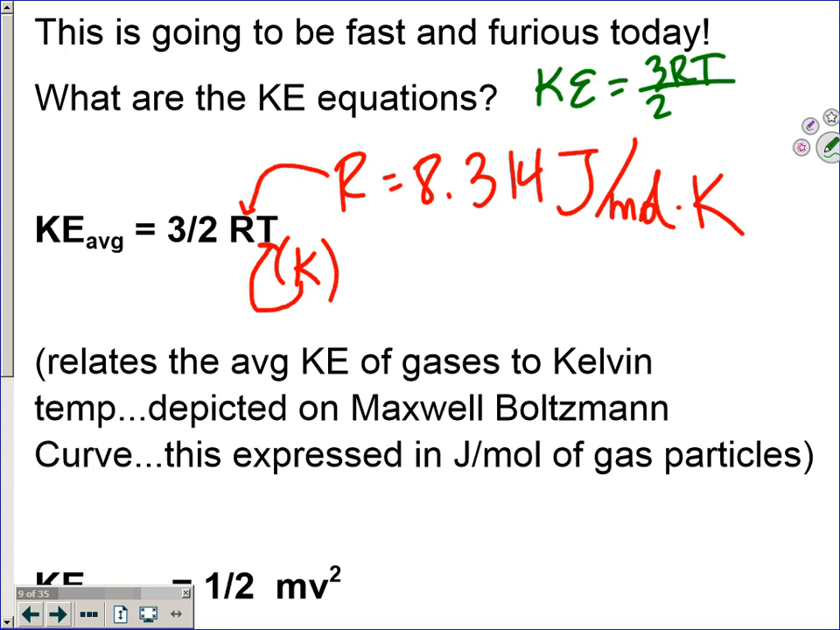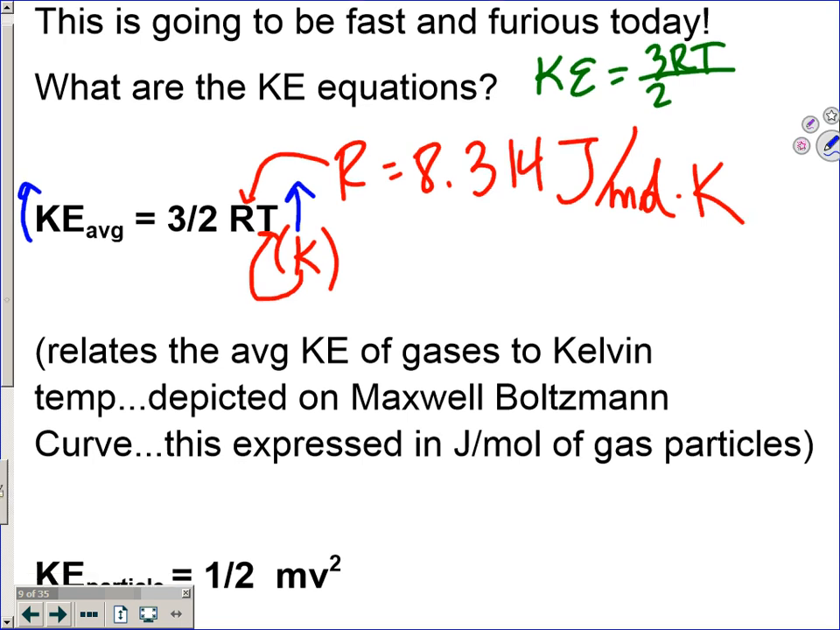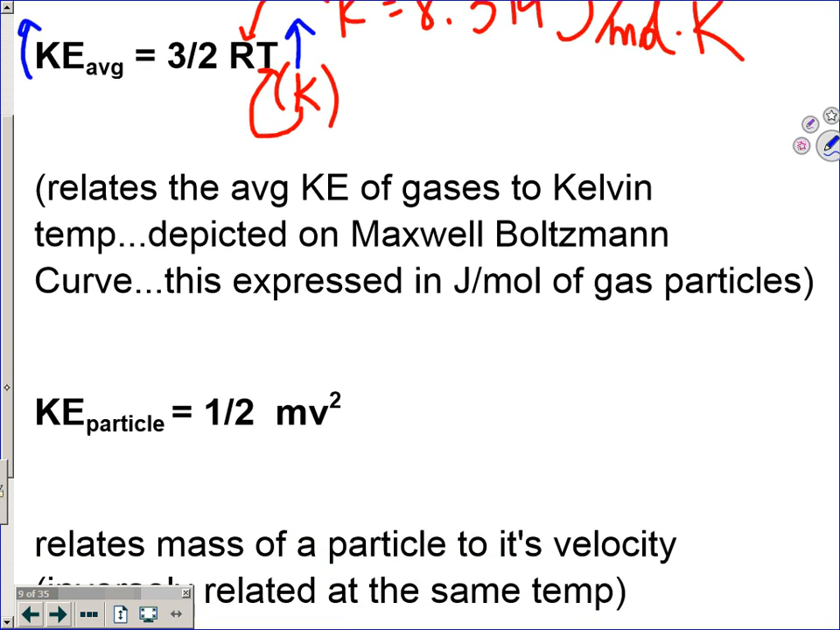So we know this relationship: as temperature increases, kinetic energy increases, and that's by nature of the kinetic molecular theory, where average kinetic energy is dependent upon the temperature in Kelvin. And we are going to use this on the Maxwell-Boltzmann curve, which is this curve that looks like this. You guys remember drawing those and superimposing them, right?